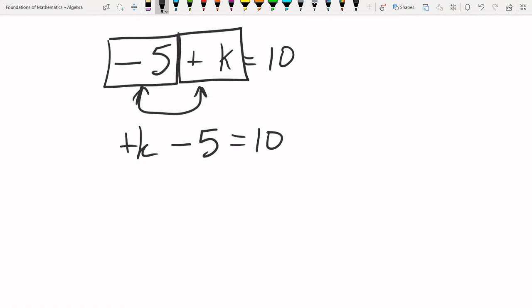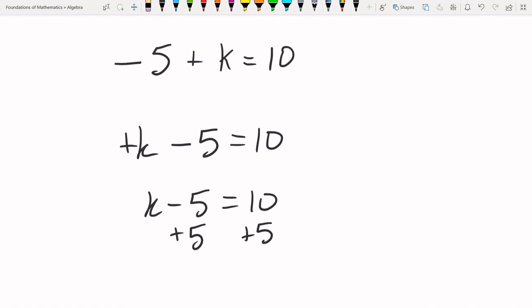Plus k is like plus 1 times k, which is just k. There's no reason to write a plus in front of a number when there's nothing else in front of it. So we have just k minus 5 equals 10. And now you can see here we have to add 5 to both sides to get rid of it. You can, of course, do this in the very beginning. What you're looking for isn't the operation between the variable and the number. You're looking for the sign in front of the 5.